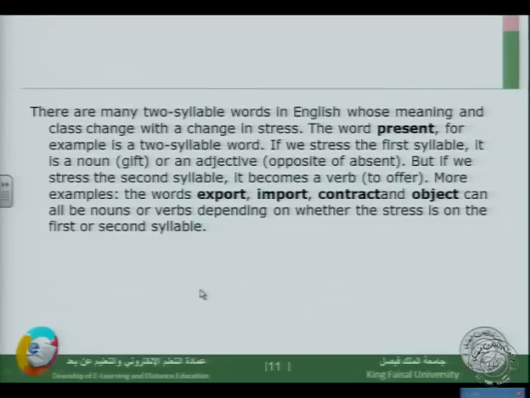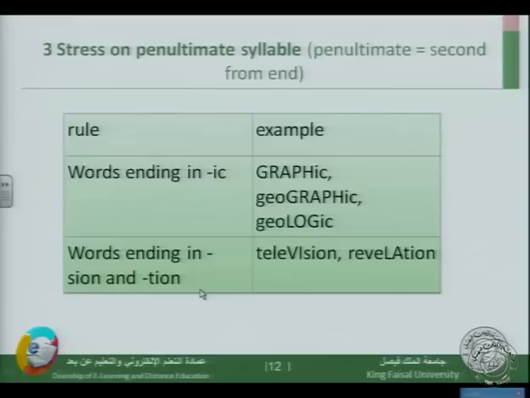More examples: the words export, import, contract, and object can all be nouns or verbs depending on whether the stress is on the first or the second syllable. So please think about how export, import, contract, and object are going to be nouns. I want you to think about it mentally, to convince yourself how these words can be stressed on the first syllable and the second syllable.